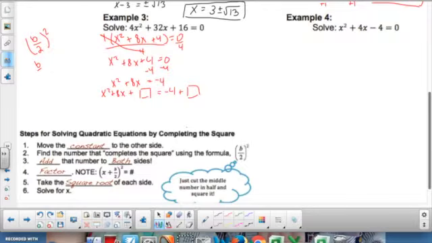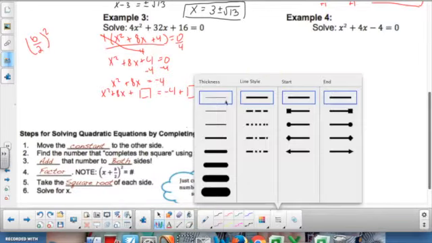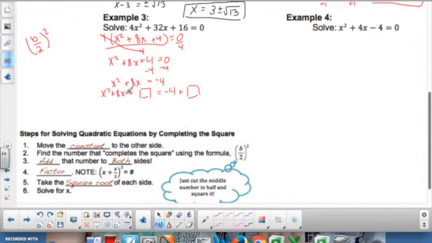Oh, sorry. I don't know why I was about to write it again. So my b in this case is a nice, easy, positive 8. So I'm going to put 8 over 2 squared. 8 over 2 is 4, and 4 squared is 16. So that means I am adding 16 to both sides of this equation. That gives me x squared plus 8x plus 16 equals negative 4 plus 16 is 12.